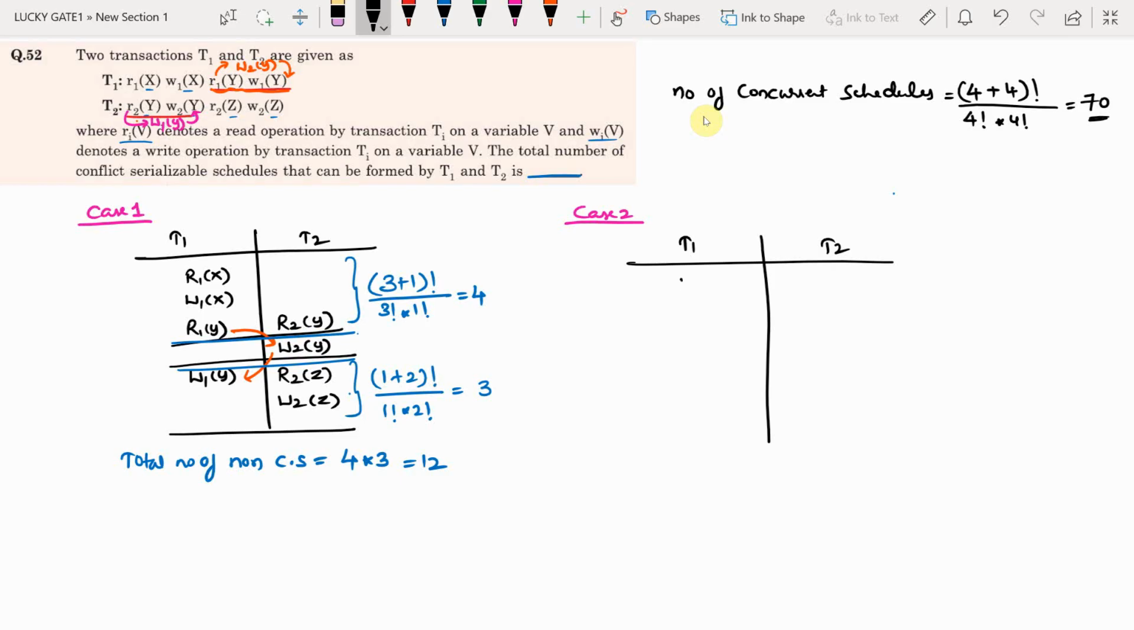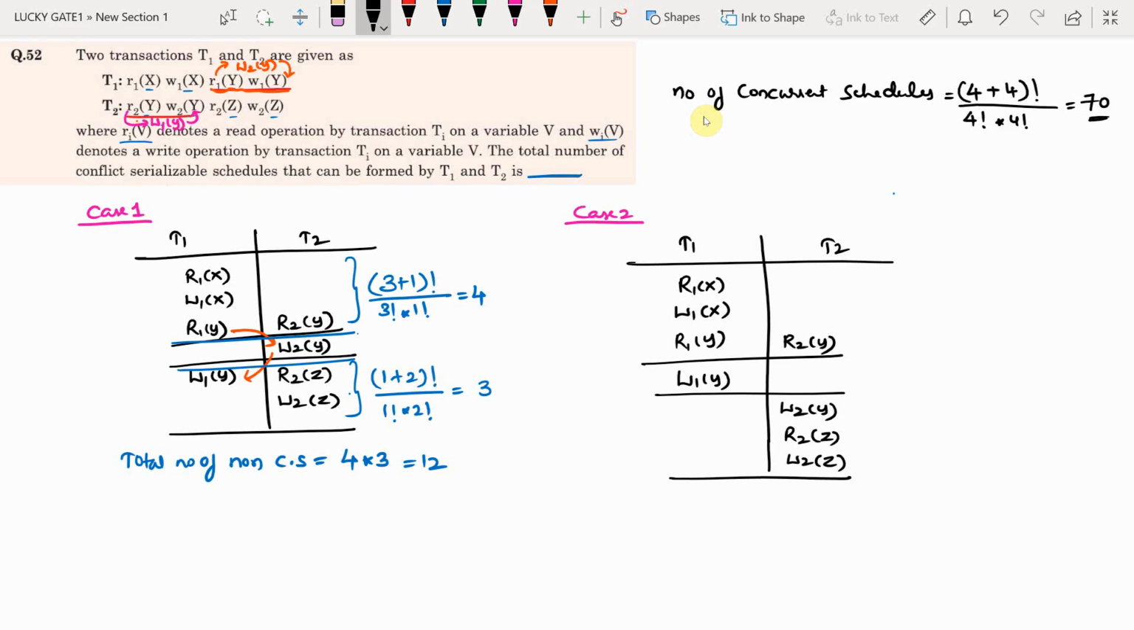See, what are the T1 operations? R1X, W1X, R1Y, W1Y. Between this, W1Y should appear between R2Y and W2Y. Now observe friends, what you can expect after W2Y? R2Z and W2Z. And here also I am treating this problem as 2 problems, where one is in the upper part, one in the bottom side.